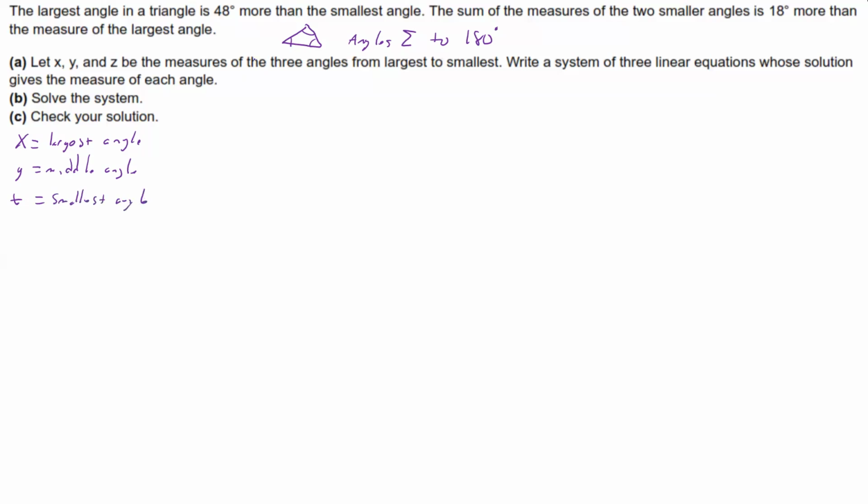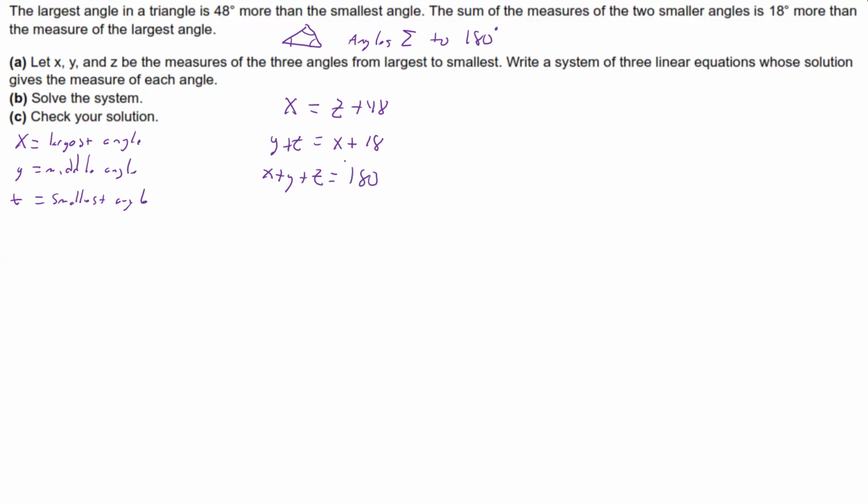So now what we have to do is think about what it says. The largest angle in a triangle is, so the largest is X. So X is 48 degrees more than the smallest. Well, the smallest was Z, so Z plus 48. Okay. So we have that equation. What's the next one? The sum of the measures of the two smaller angles, Y and Z, is 18 degrees more than the measure of the largest. All right, so that says Y plus Z is X plus 18. And then the last one is what I said up here. If we take X plus Y plus Z, that's equal to 180 degrees.